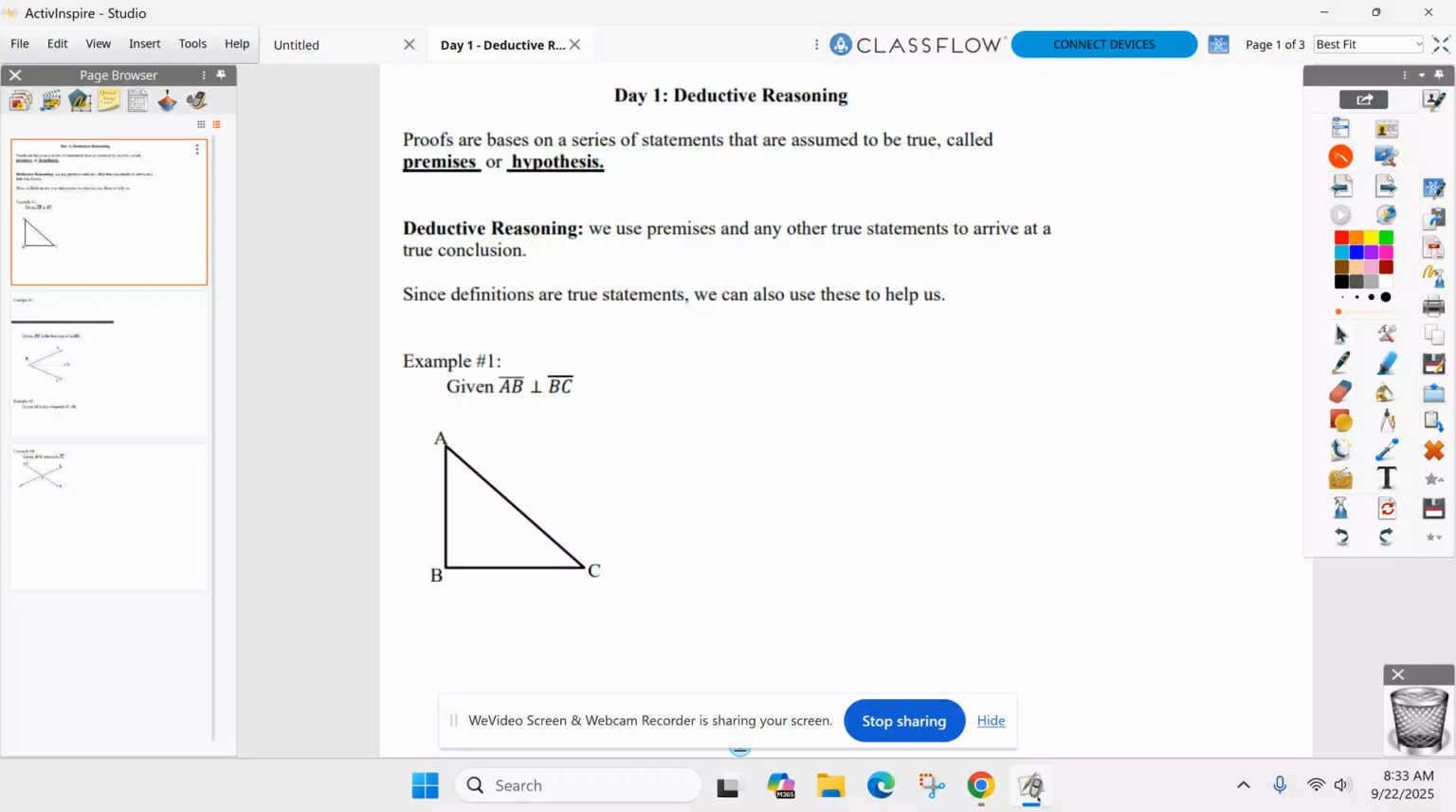Here's where we're going today. I am going to give you a true statement, a true fact. Based on that true fact, here's what I would like you to do. Here are the steps I want you to follow today. Step number 1, based on that true fact, I'd like you to mark your diagrams with proper markings. So mark the diagram.